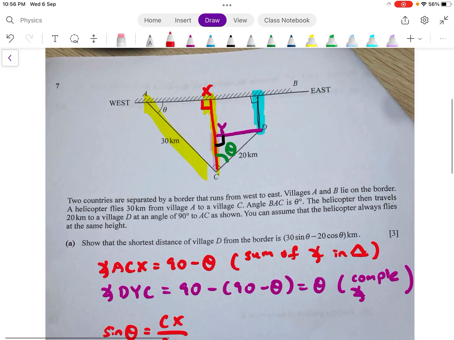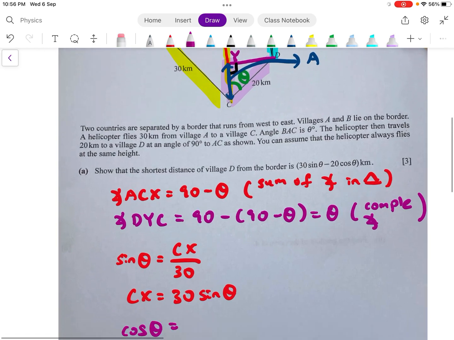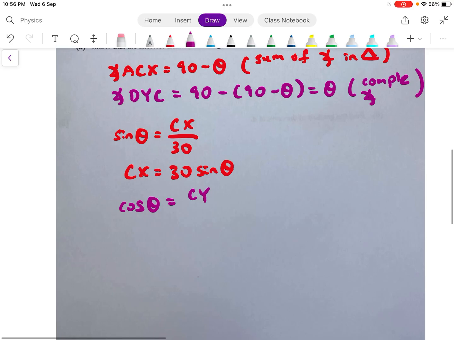After that, you look at this part, the smaller triangle. We actually want this part, which is your adjacent. So we got the adjacent and we got the hypotenuse, right? So you want cosine. So cosine theta is equal to CY over 20. So CY itself is equal to 20 cosine theta.